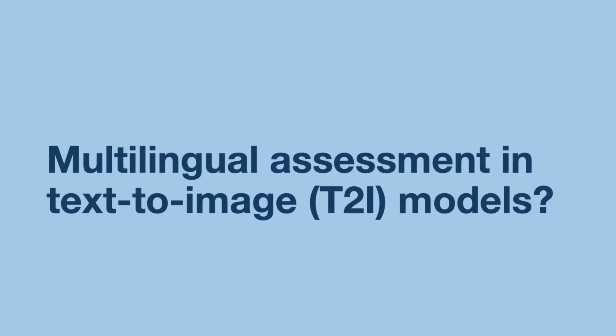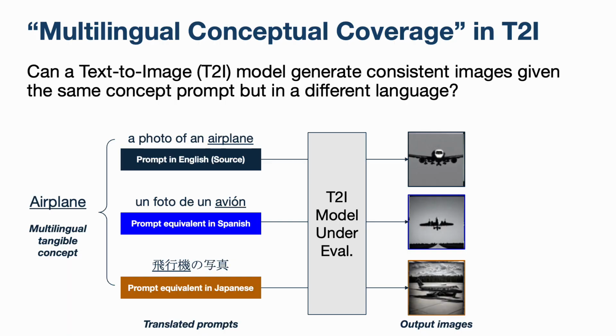Okay, so to start off, I should probably explain what I mean by multilingual assessment in text-to-image models. In my prior work from ACL 2023, we assessed how well text-to-image models could generate consistent images given the same concept but prompted in different languages. So in this example, we prompt for an airplane, a photo of an airplane, una foto de un avión, or hikoki no shashin, which is asking for that same thing in English, Spanish, and Japanese.